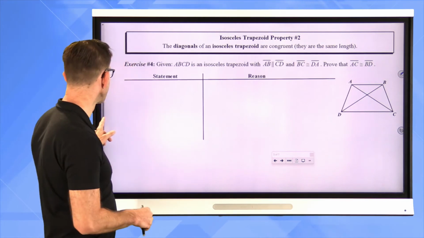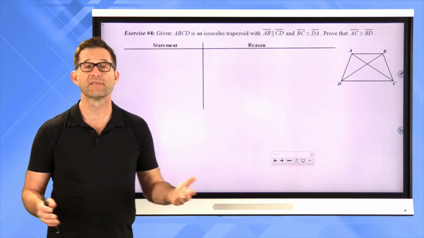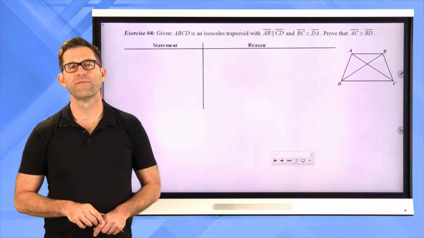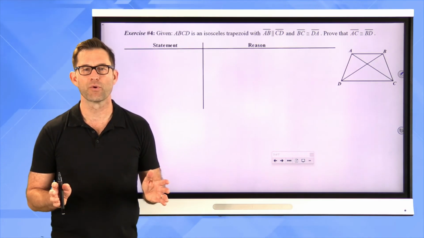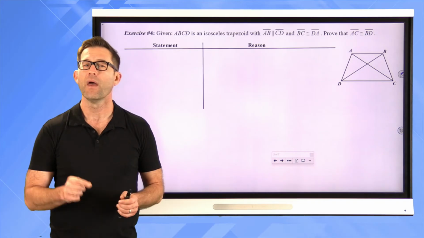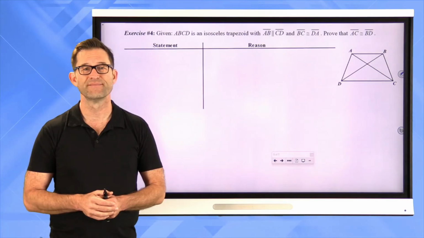So let's take a look at exercise number 4 and prove what probably seems pretty obvious, which is that when you have an isosceles trapezoid, its diagonals have the same length. Given ABCD is an isosceles trapezoid with segment AB parallel to segment CD and segment BC congruent to segment DA, prove that segment AC is congruent to segment BD. I'd like you to pause the video right now and think about how to do this proof. We've done so many proofs like this in the quadrilateral unit, and this one's relatively easy. See what you can do. Pause the video now.